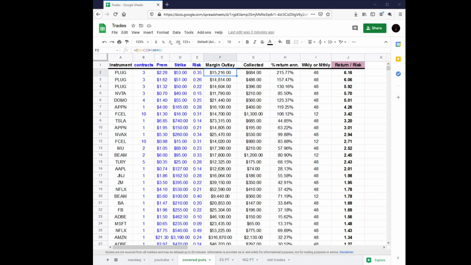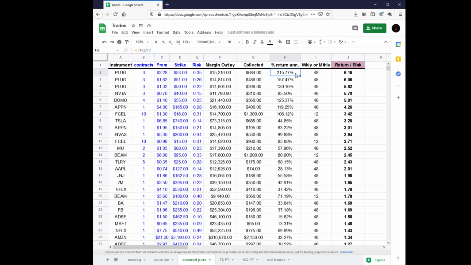Now I also gather up the premium I'm collecting, which is the premium times 100 times the number of contracts. Then I calculate the annual percentage return, which is simply how many weeks I'm able to run this strategy, about 48 weeks give or take for weekly options, multiplied by the return I'm expecting, what I collected divided by what my outlay was. I just collapse that calculation into one little thing over here.